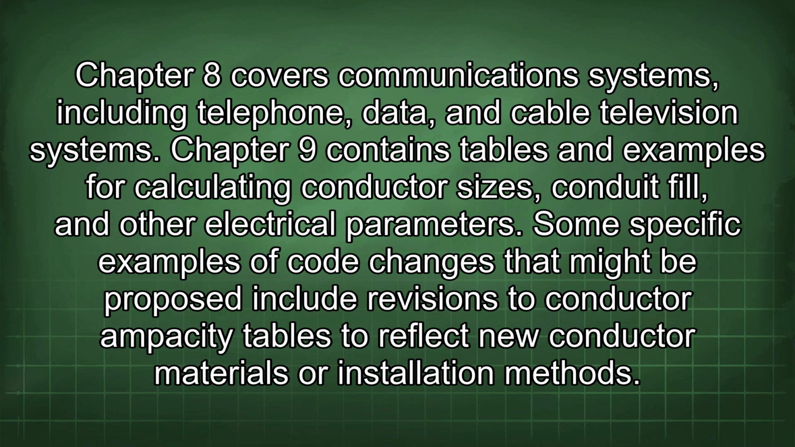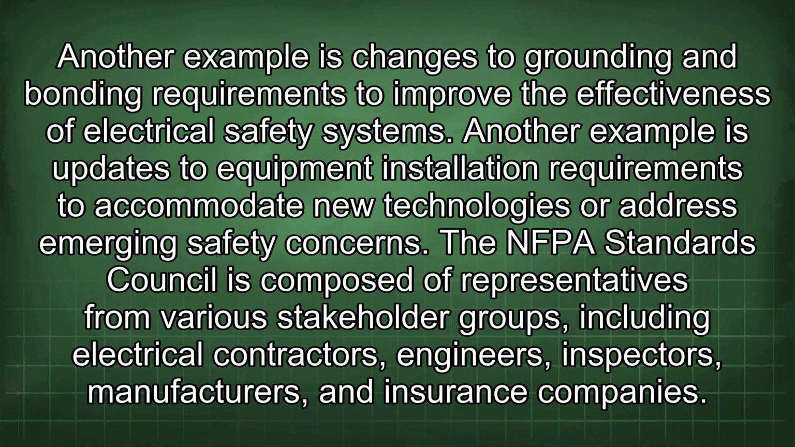Some specific examples of code changes that might be proposed include revisions to conductor ampacity tables to reflect new conductor materials or installation methods. Another example is changes to grounding and bonding requirements to improve the effectiveness of electrical safety systems. Another example is updates to equipment installation requirements to accommodate new technologies or address emerging safety concerns.